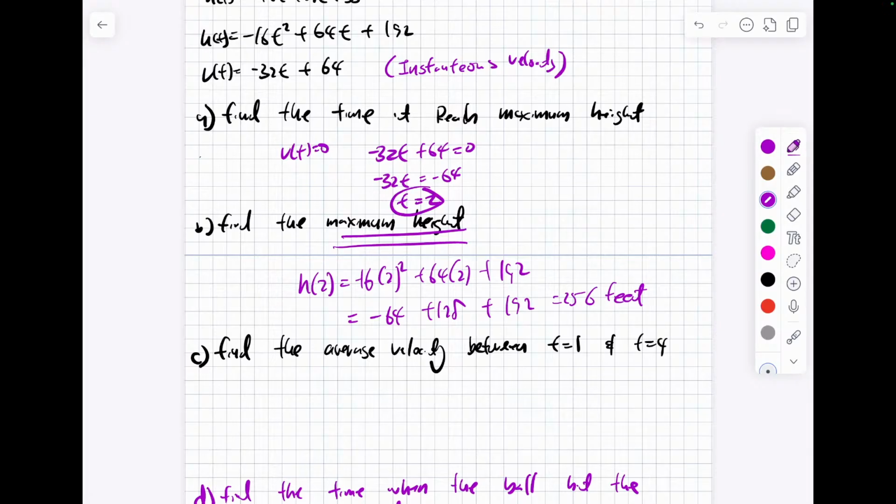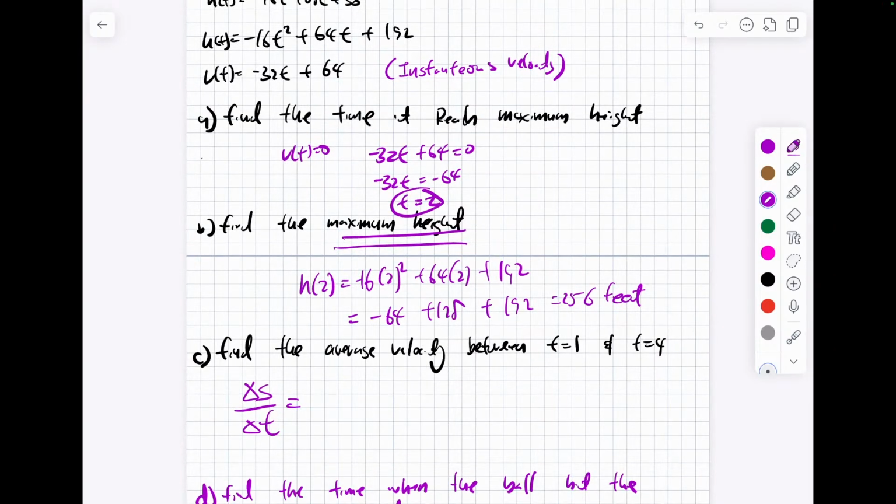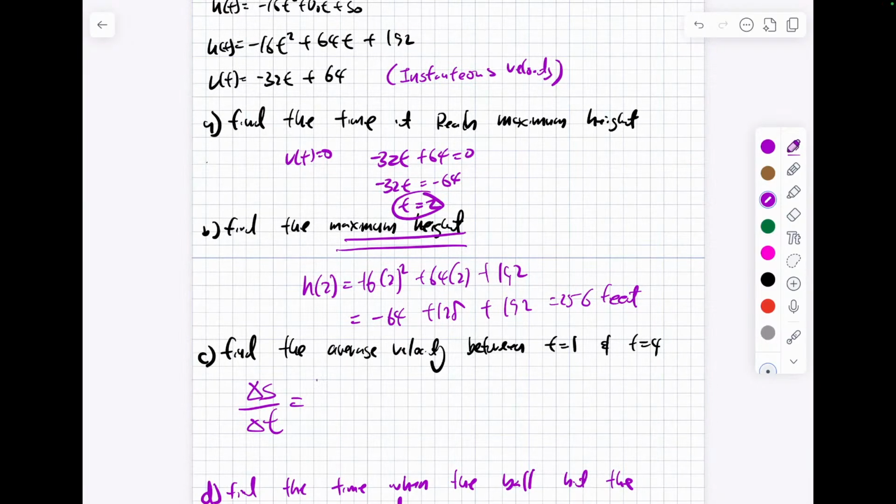So how do I find the average velocity? Now, for average velocity, people will plug in the velocity equation. That'll be wrong. Do not ever plug in the velocity equation. Average velocity is actually change of position over change of time. In this case it's the change in height. So you need to figure out the height at 4 and the height at 1, over 4 minus 1.